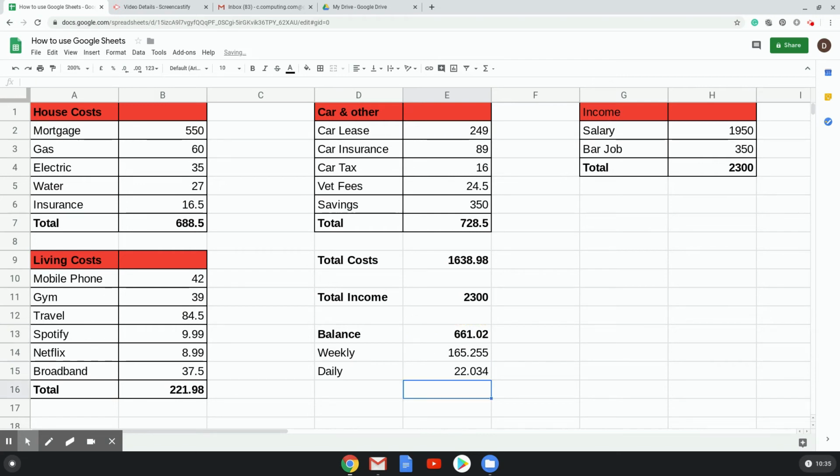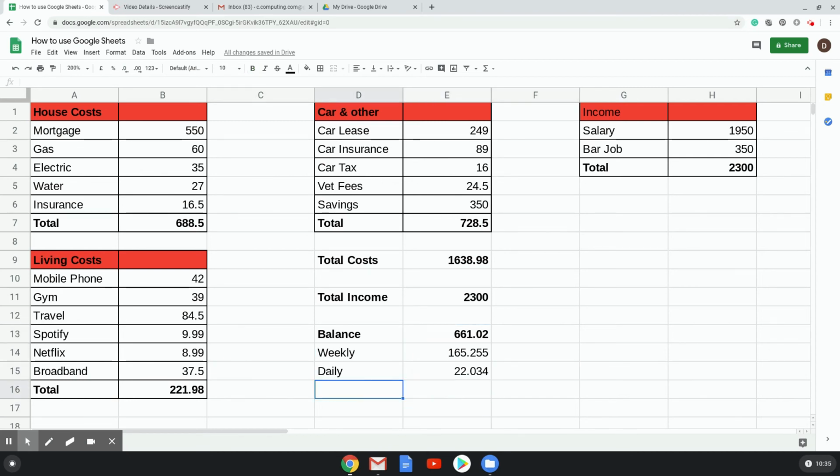There you go, you've got your weekly and daily money that you've got to spend, rather than have it in a monthly figure there, which is great to see as a month, but then what does that strictly mean when you break it down into what you've got over a week or what you've got over, you know, every day to spend?